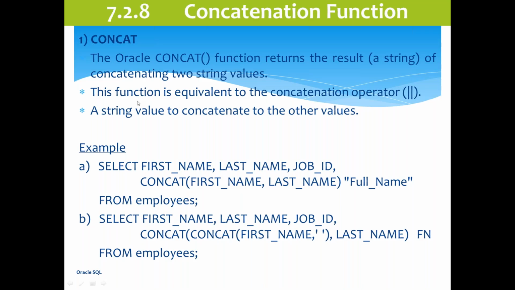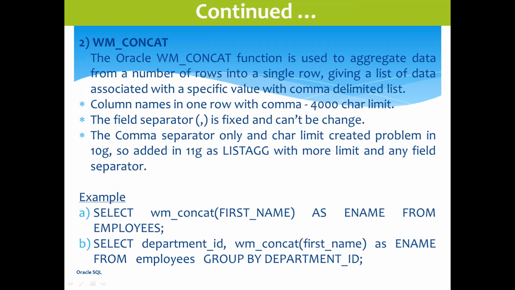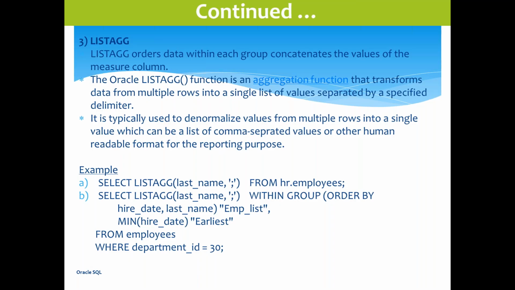Concat is one function, and after that another function was generated, wm underscore concat, and some problem happened in this wm underscore concat, so another function came, listagg. Listagg was introduced in Oracle 11g, and now in 18c or 19c they have added some other features, so only that people are using. That is the good one. That will work in Live SQL, not in 11g, which I am using here. In Live SQL it will work. That is the latest one, 19c.